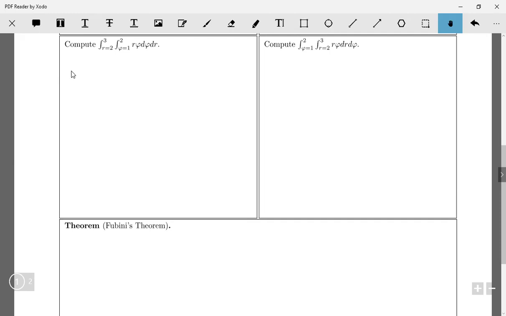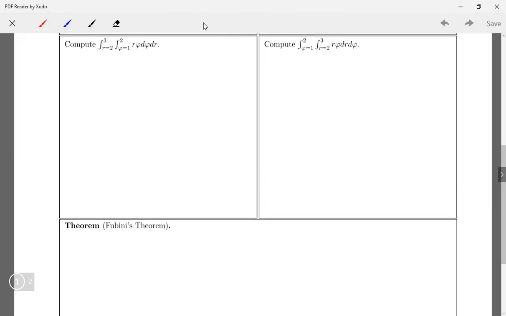So we just want to do this iterated integral. And one of the things that I want to point out is that there's a trick that we can do to make things go a little faster. So we're going to do what we did last time. This is the integral from r equals 2 to r equals 3. We're going to ignore the outer integral for a moment, and this is the integral from phi equals 1 to 2, r phi d phi, and then dr on the outside.